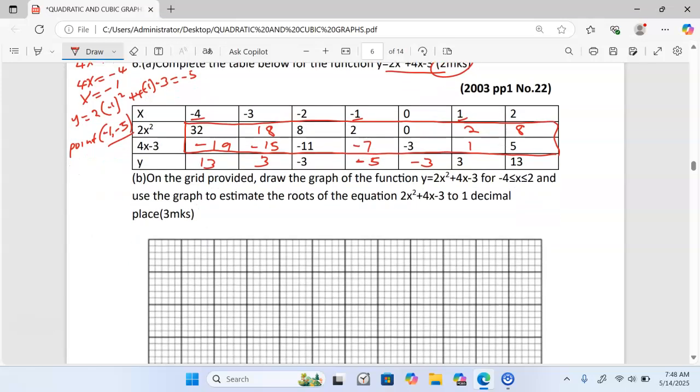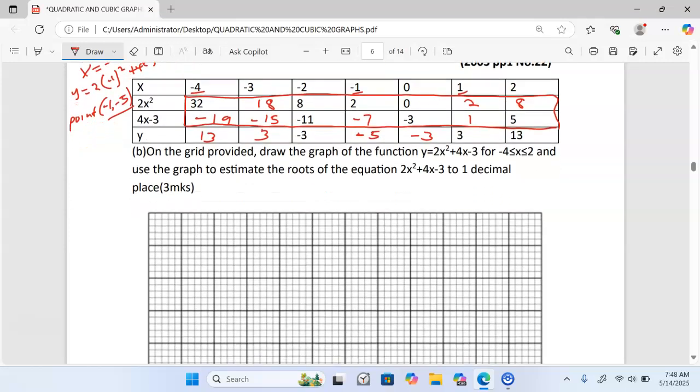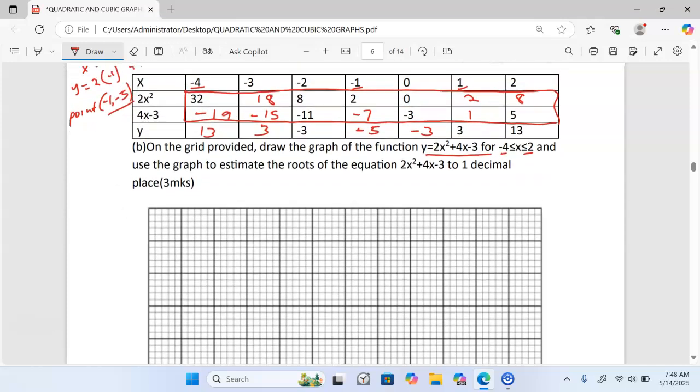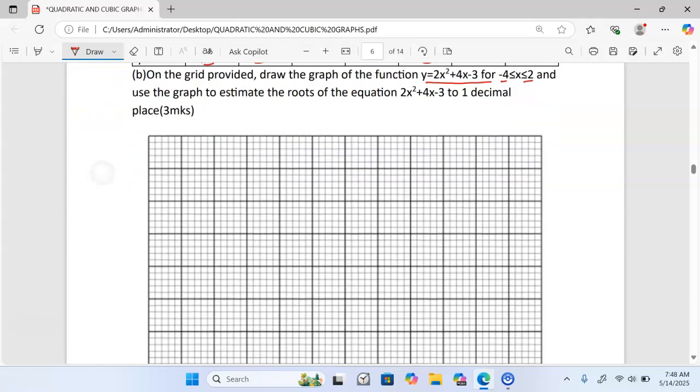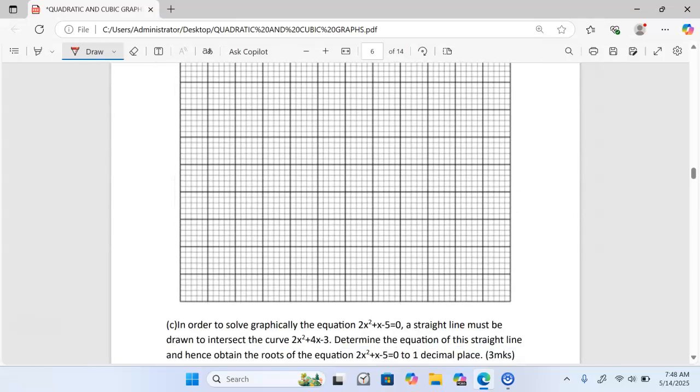Then now we go down and plot our graph. On the grid provided, draw the graph of this function between x = −4 and positive 2. The highest value for y is positive 13, and therefore I will be forced to come down here and put my graph at this particular point here. This is where we are going to have the origin.